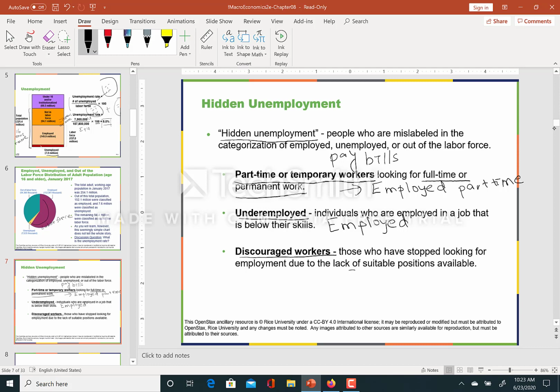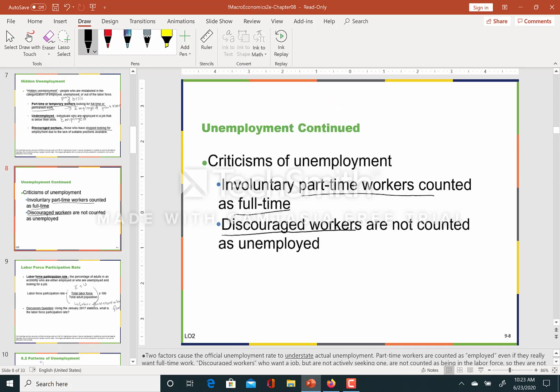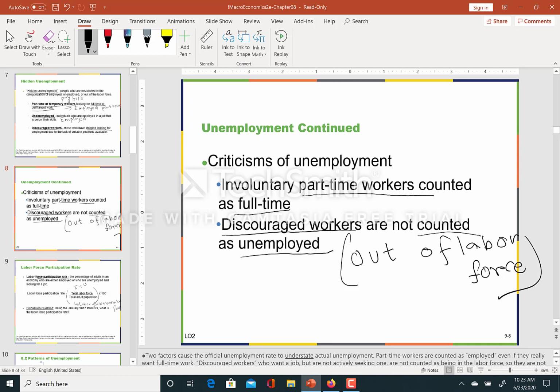Discouraged workers. We have people who looked for work in the past. They could not find work. They are so much discouraged, they stopped looking for jobs altogether. These people are definitely not counted as unemployed. Rather, discouraged workers are counted out of the labor force. This is one of the criticisms of unemployment rate calculation, and also including part-time workers as full-time is another criticism of the unemployment rate calculation.